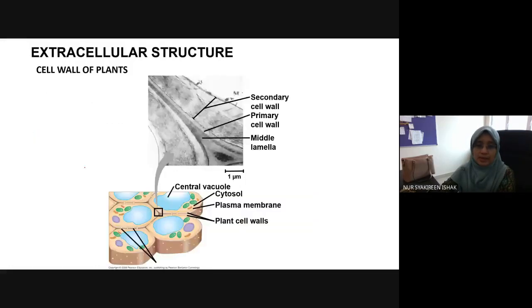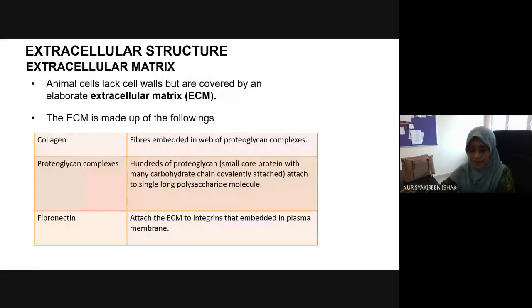So the next one is the extracellular matrix. It says here animal because they will not have any cell wall, so it is supported by having extracellular matrix. The components of extracellular matrix are collagen, proteoglycan complex, and also fibronectin. Collagen are fibers embedded in a web of proteoglycan complex.